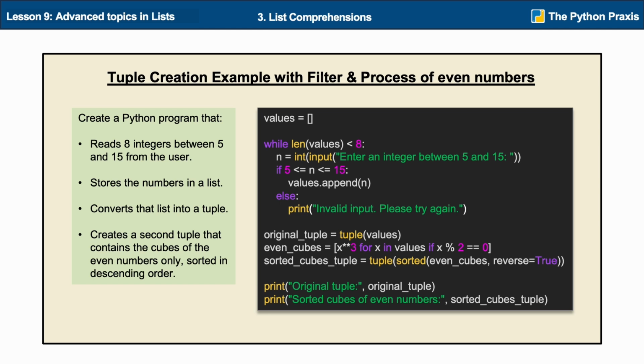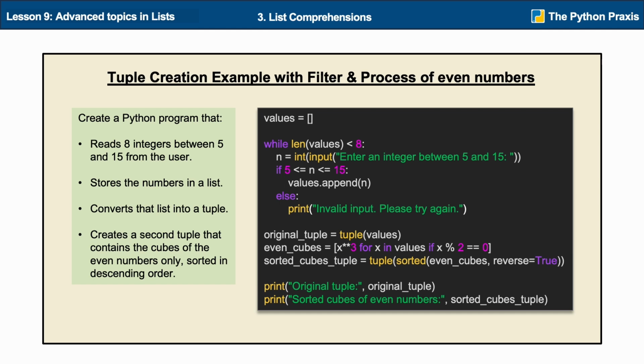Let's examine the code lines now. We start by defining an empty list called values. Then we create a while loop to gather the 8 integers from the user. Within this loop, we have an if conditional that checks whether the number given by the user is in the valid range. If yes, it appends the number into the list, otherwise it messages the user to try again.